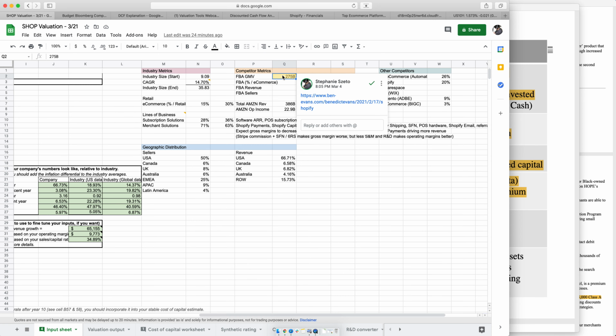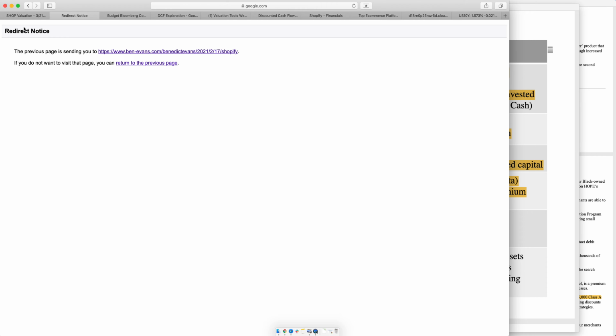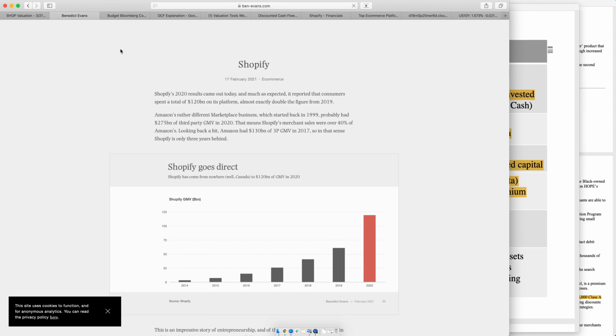I also looked at an article that tried to approximate what Amazon's marketplace business does. Looking back a bit, they had this much GMV in 2017. So Shopify is 3 years behind.